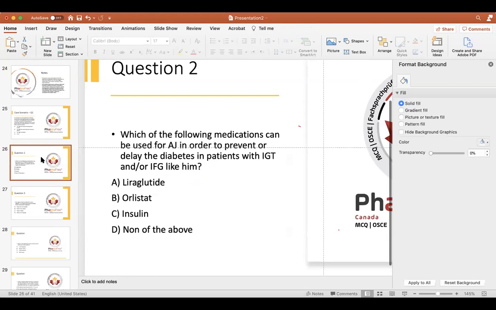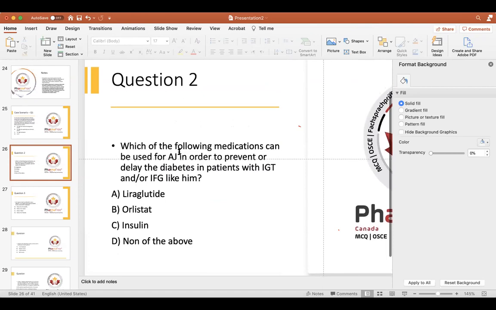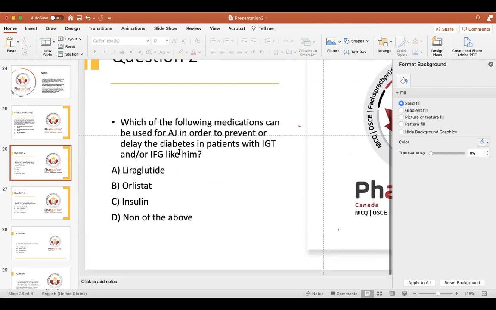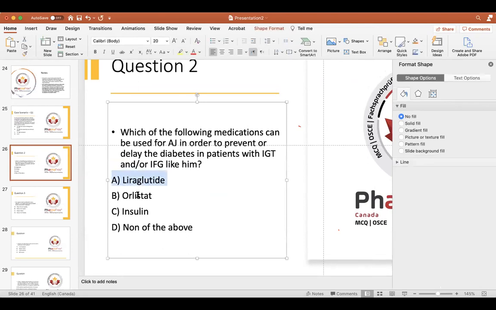Let's keep the momentum. Okay, question number 2. Which of the following medications can be used for AG in order to prevent or delay diabetes in a patient with IGT or IFG like him? Is it liraglutide? Is it orlistat? Is it insulin? Is it none of the above?